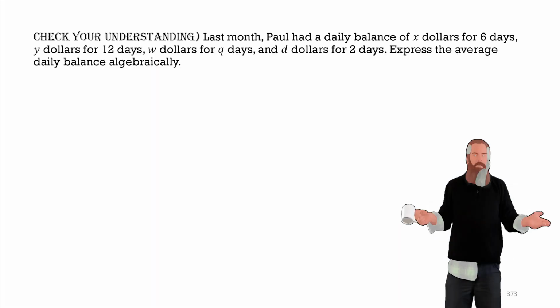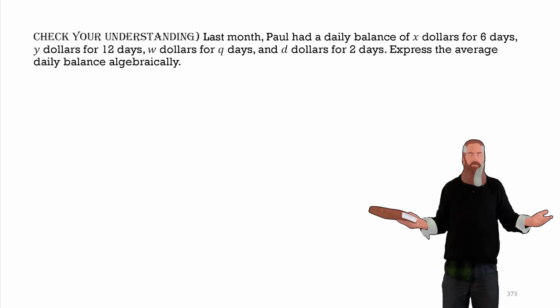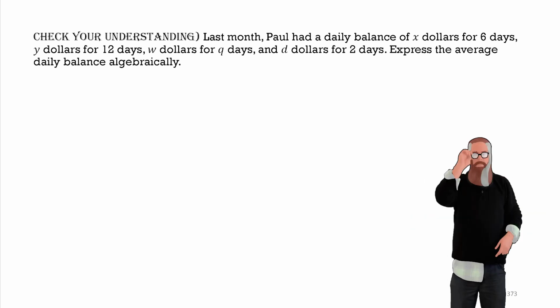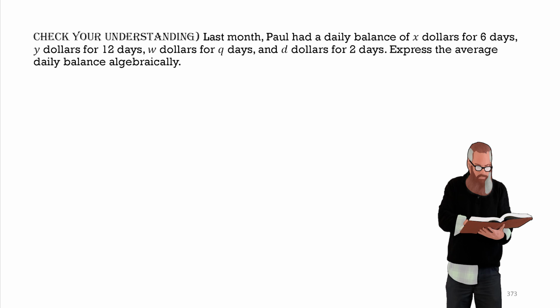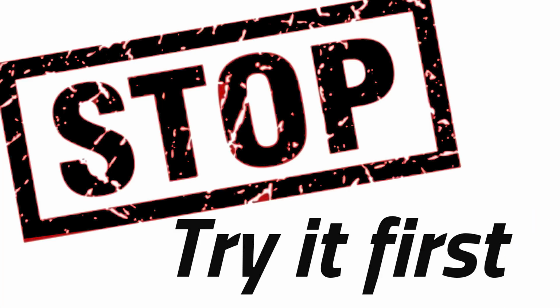Now, let's check our understanding. Last month, Paul had a daily balance of X dollars for 6 days, a balance of Y dollars for 12 days, W dollars for Q days, and D dollars for 2 days. Express the average daily balance algebraically.